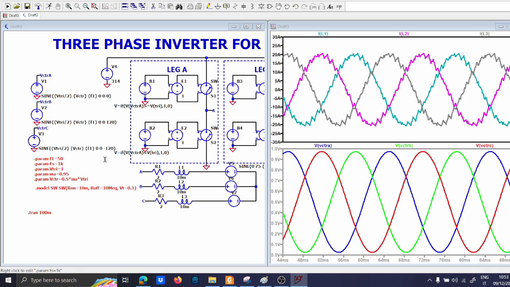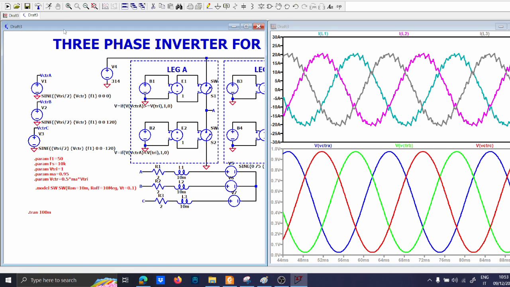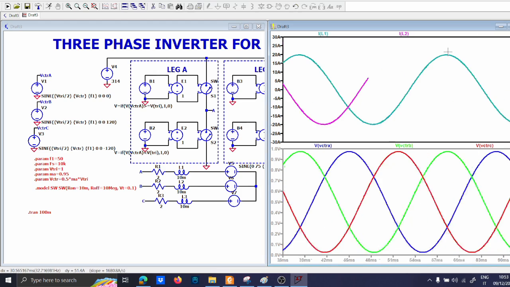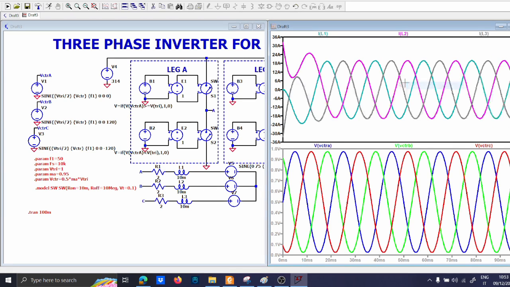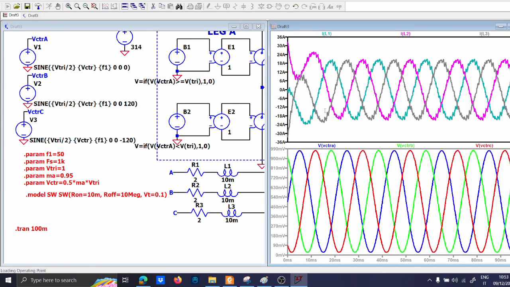So if you increase the switching frequency to 10 kilohertz, which can be reached by the IGBT, you can see that it has improved. The ripple has improved a lot, so the ripple depends on the switching frequency. Let me put it again to 1 kilohertz, but it also depends on the modulation factor.